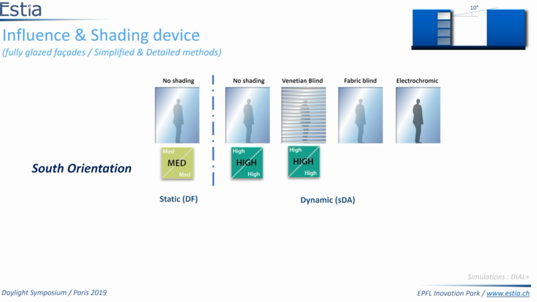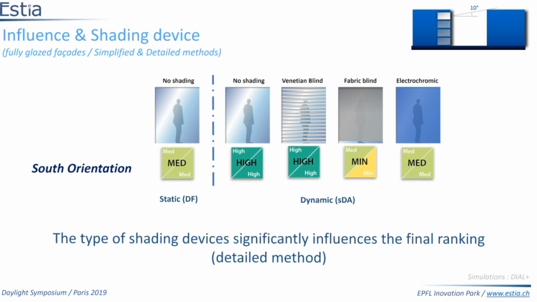If you use Venetian blinds, it doesn't modify the result a lot, because the reflection on the blinds, if they are not so dark, contributes to the daylight. If you use fabric blinds, then you have a more pessimistic estimation. And for electrochromics, it's in between. It means that if you want to get the influence of the shading device, then you have to use the dynamic method, and you have to suppose that there is an automated strategy. So it influences the result a lot.